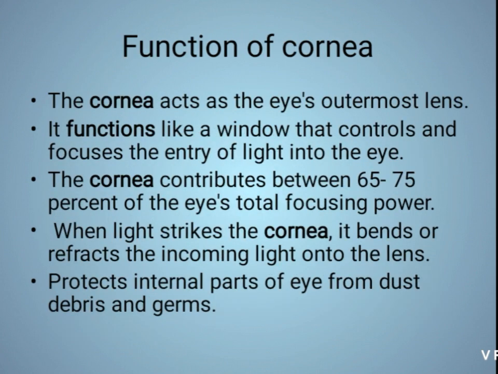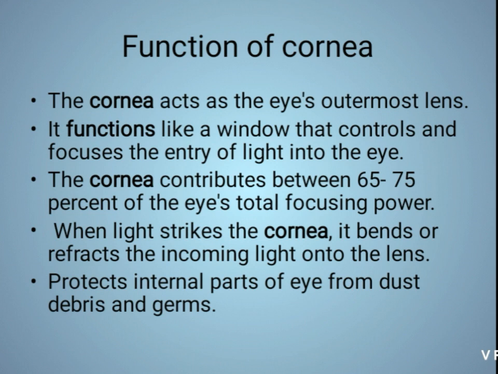Okay. Now, function of cornea. The cornea acts as the eye's outermost lens. We cannot say it as a lens. Lens is said in this reference as an optical part of the eye. Okay, it is one of the outermost optical parts of the eye. Its function is like a window that controls the amount of light entering the eye. It controls and helps to focus the light entering the eye. Okay, the cornea contributes between 65 to 75% of the eye's total focusing power. As I told you, two-thirds of the power is contributed by the cornea.